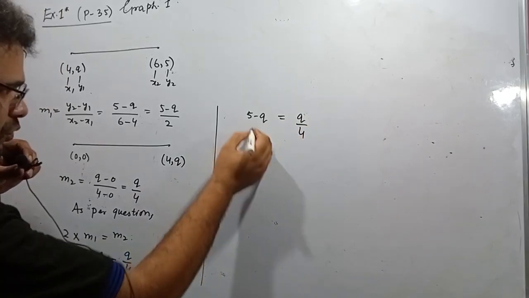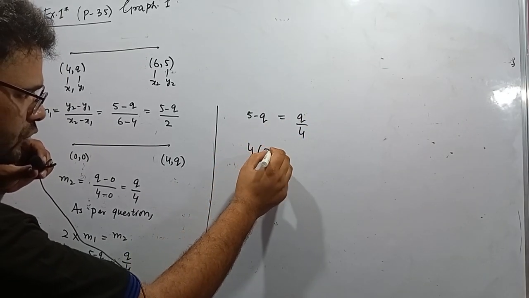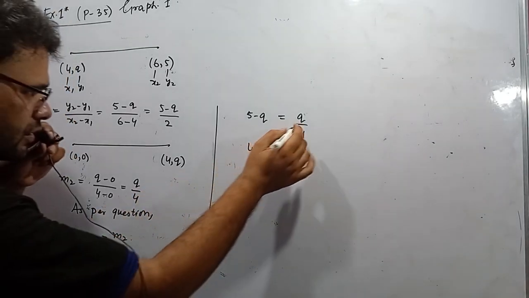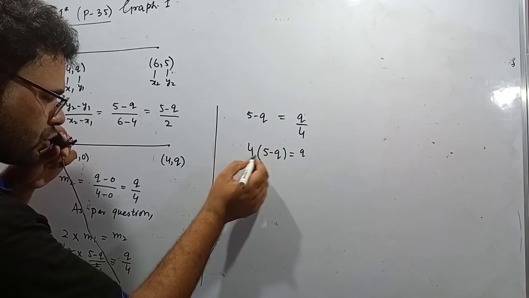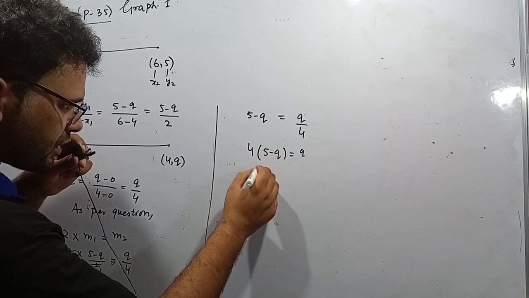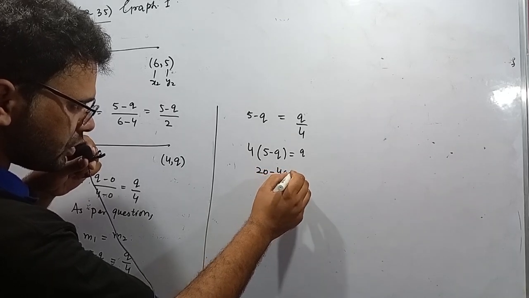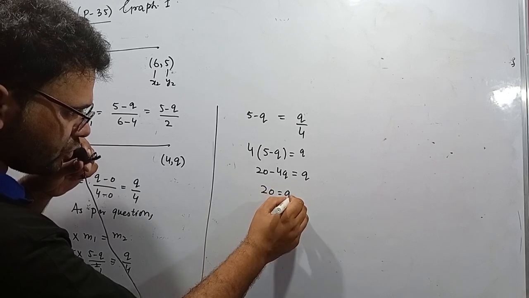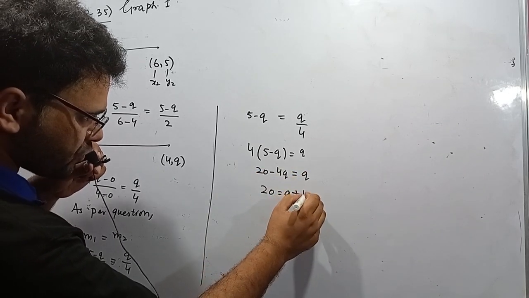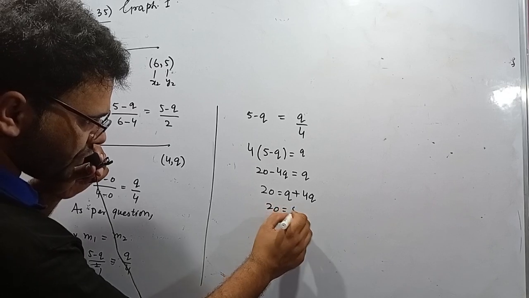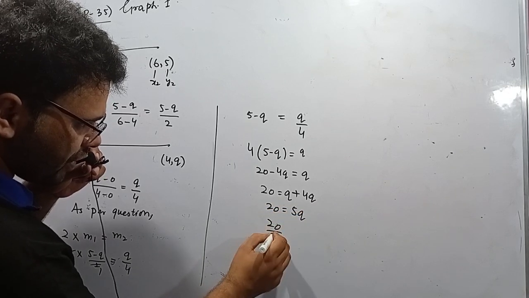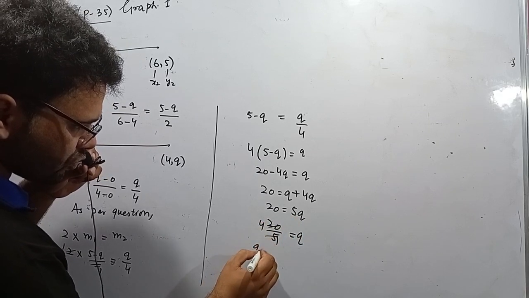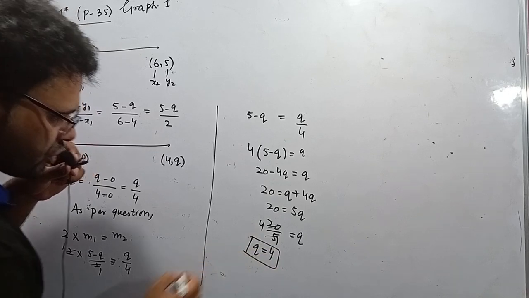Now we will transpose this 4 here. That is 4 into 5 minus q is equal to q. You can see here this 4, once we are transposing, this 4 should be multiplied to each term. That's 4 5s are 20 minus 4q is equal to q. Now what I will do, this minus 4q I will transpose here, plus 4q. So 20 is equal to 5q. Then 20 divided by 5 is equal to q. I am doing transposition. 5 ones are, 5 fours are. So q is equal to 4. This is the solution of the question.